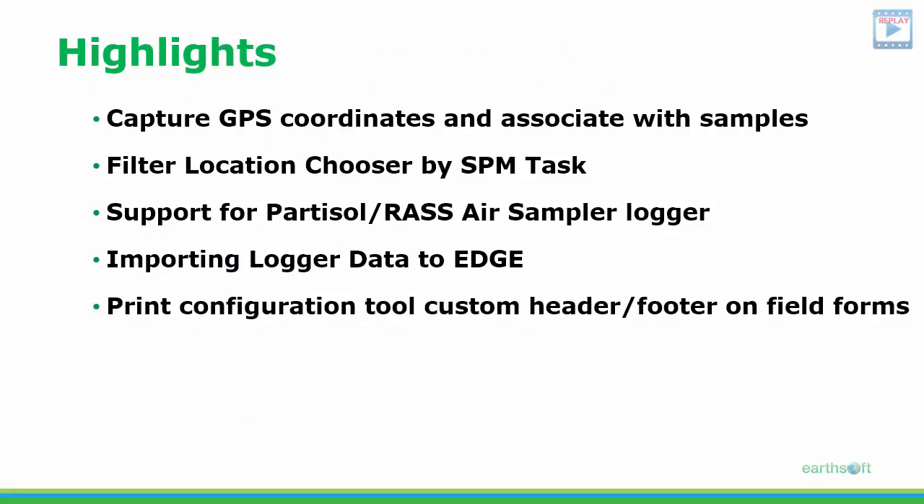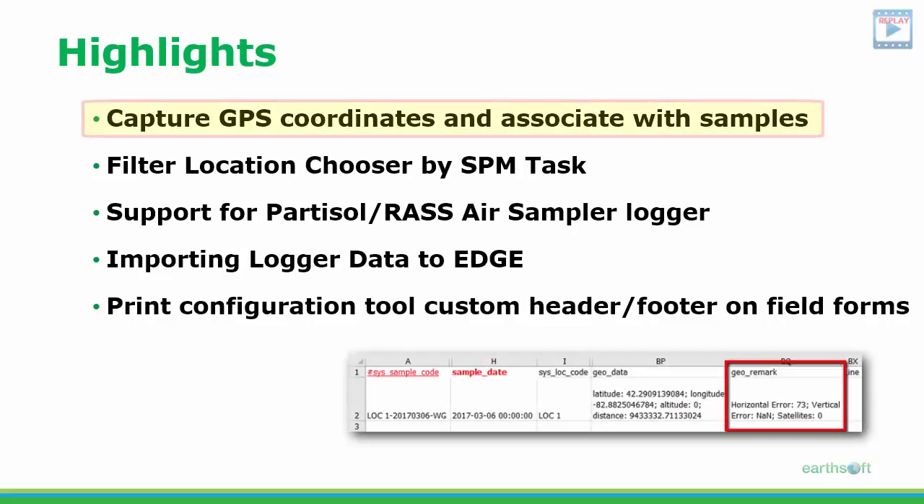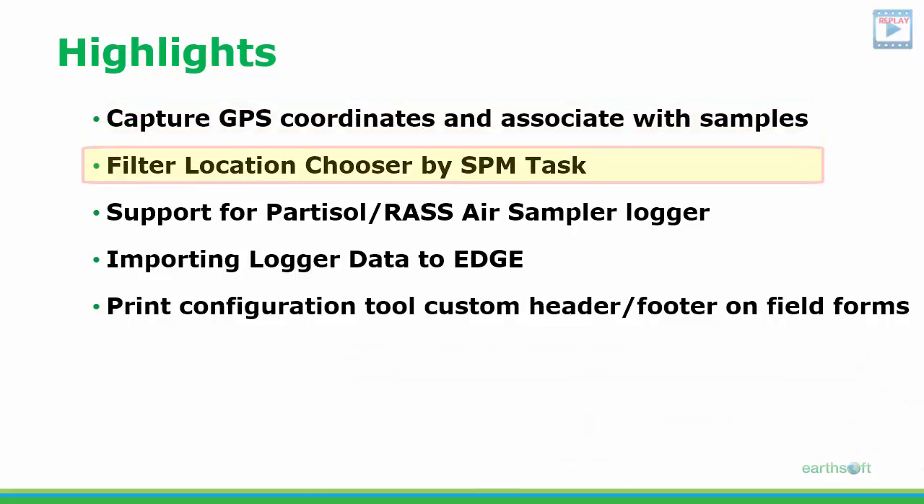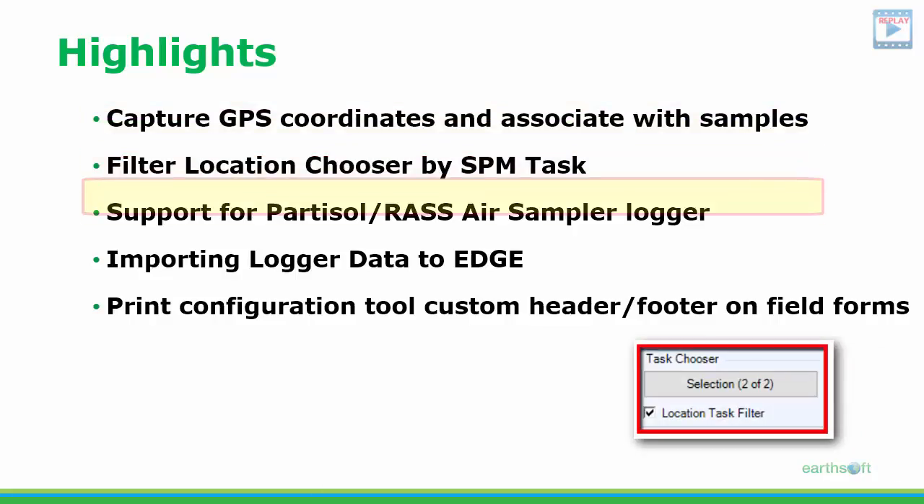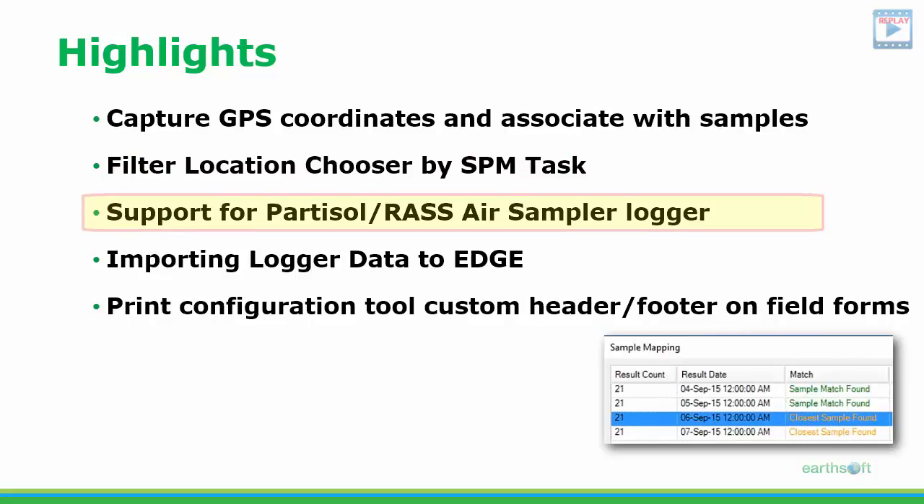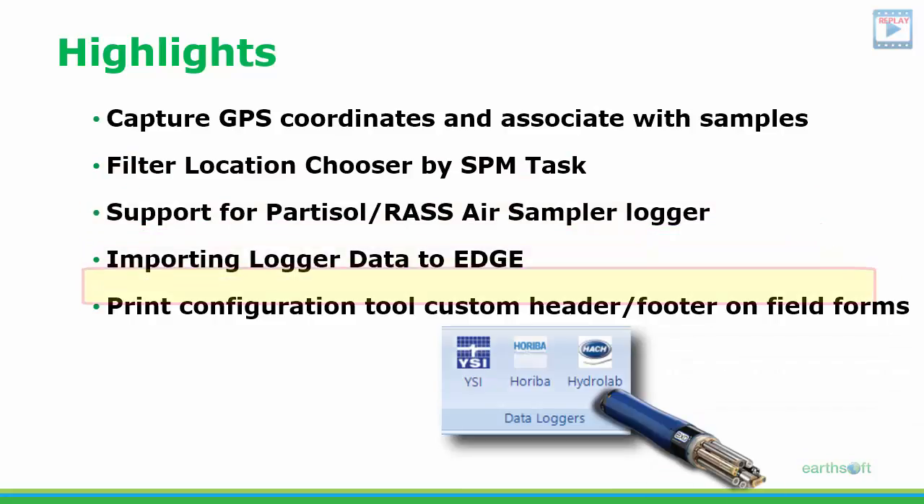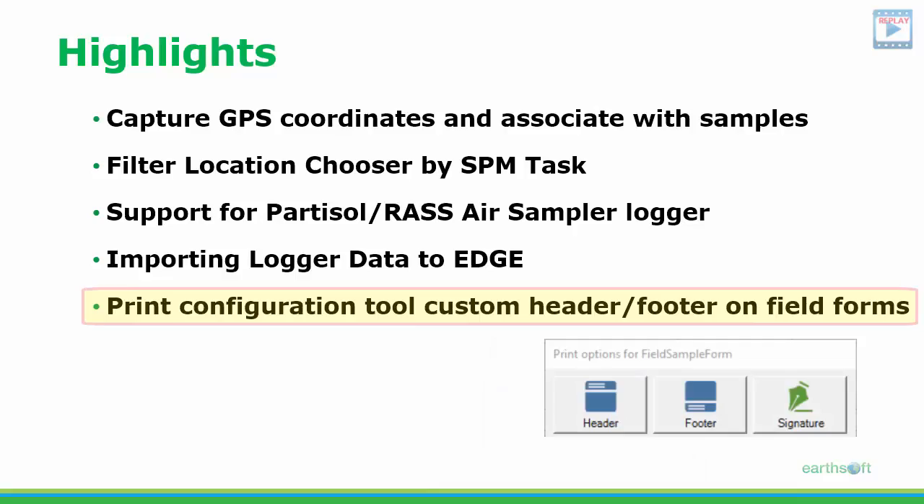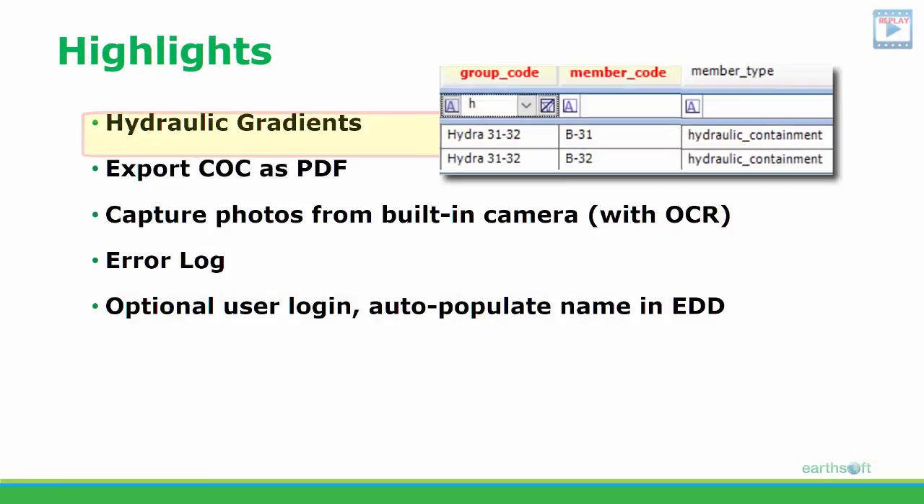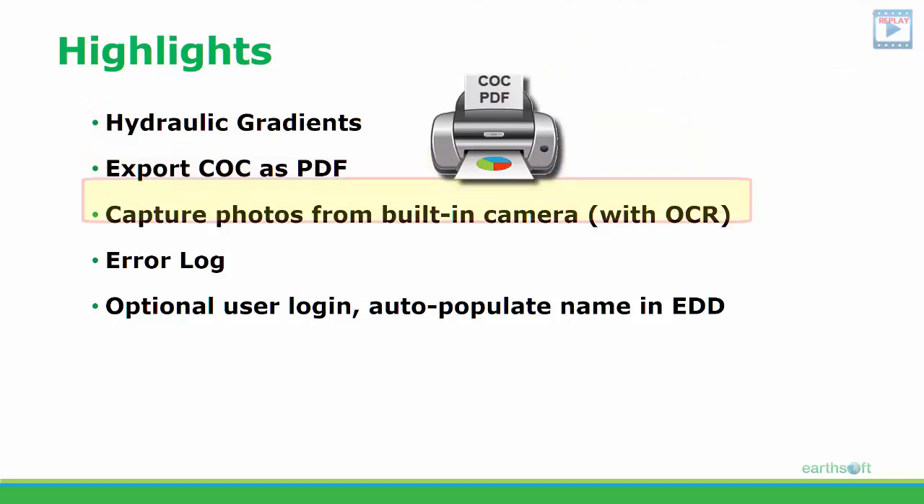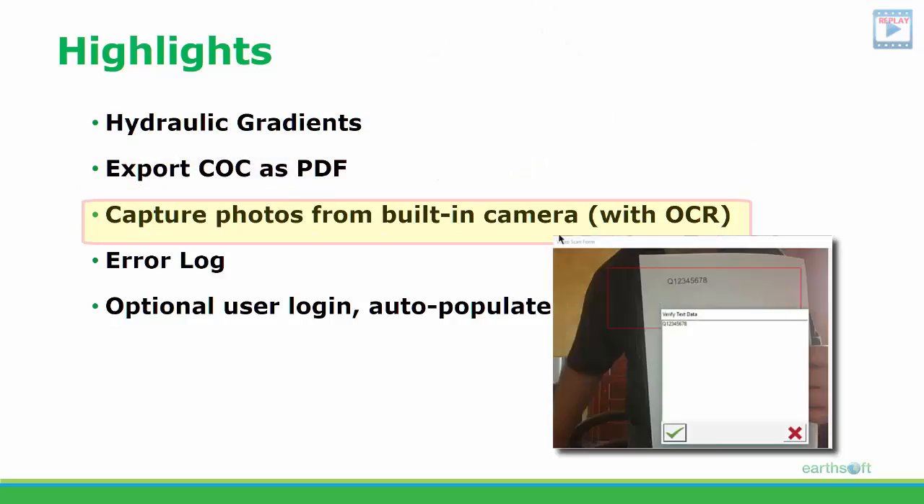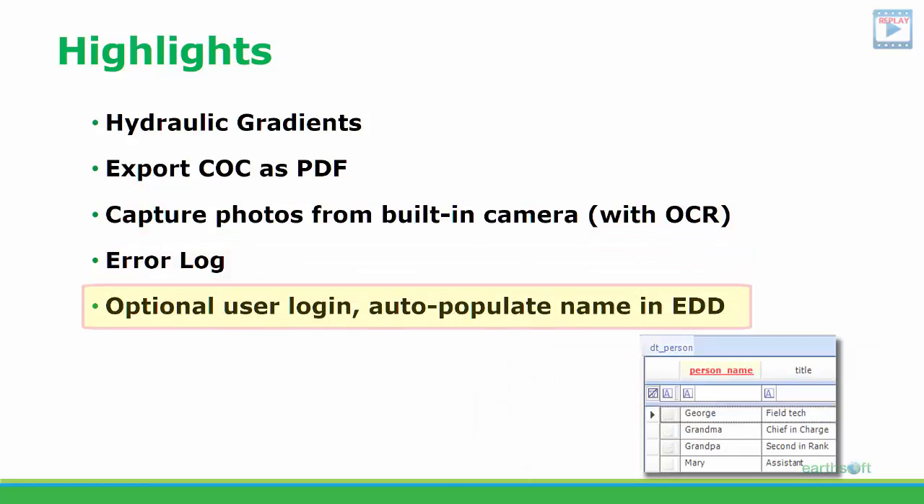The highlights for today are going to consist of 10 features. As much as I would love to present all 60 features that we developed, we recognize the constraints in time. So we're going to be presenting: capturing GPS coordinates with the associated sample, filter location chooser by SPM task, support for partial RAS air sample loggers, importing logger data to Edge, print configuration tool for custom header and footer on field forms, hydraulic gradient, export COC as a PDF, capture photos from built-in camera with OCR, error log, and last but not least, optional user login, auto-populating name in EDD.